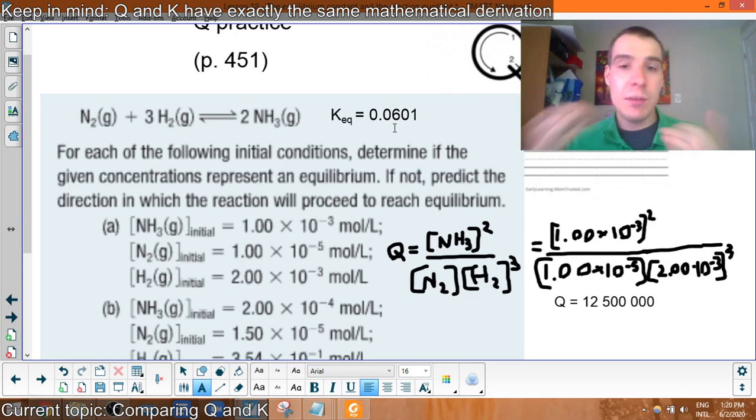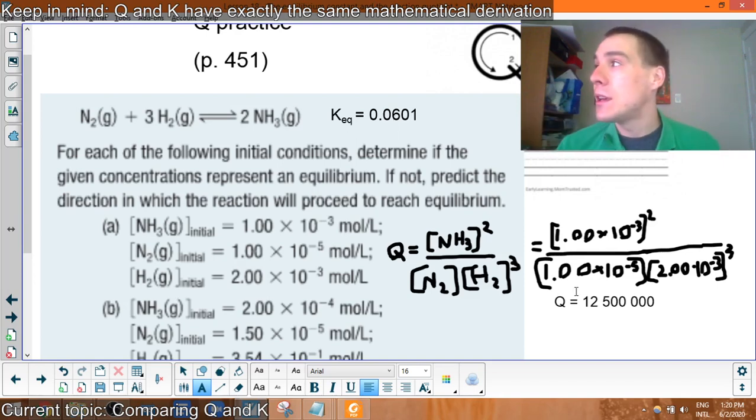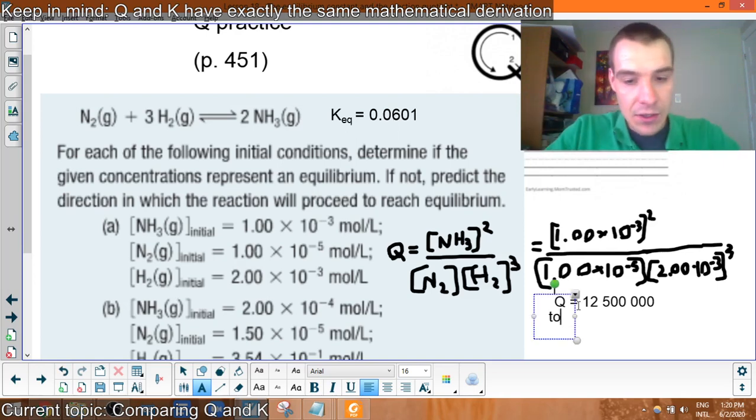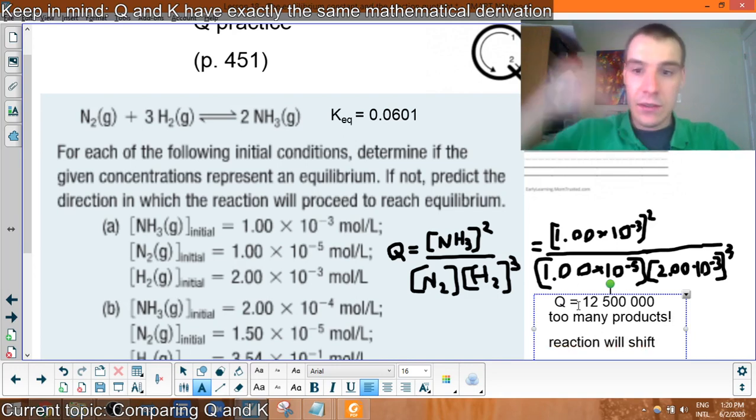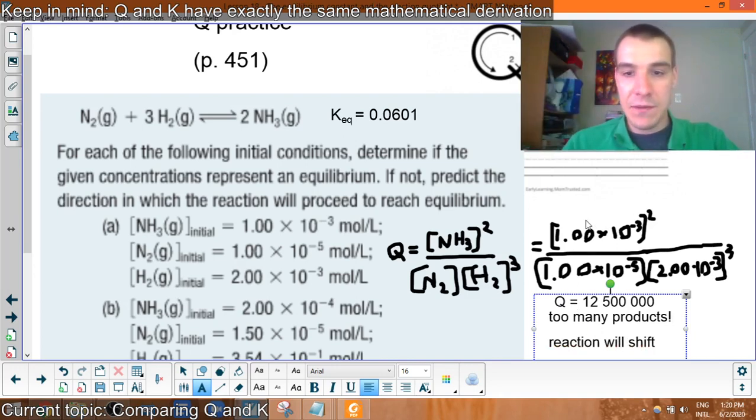K, where it should be, is 0.06. That means too many products. Too many products, reaction will shift, because products is on top. We got too much of the NH3 or too little of the N2 and the H2. So we're going to shift towards the N2 and the H2. We're going to shift left.